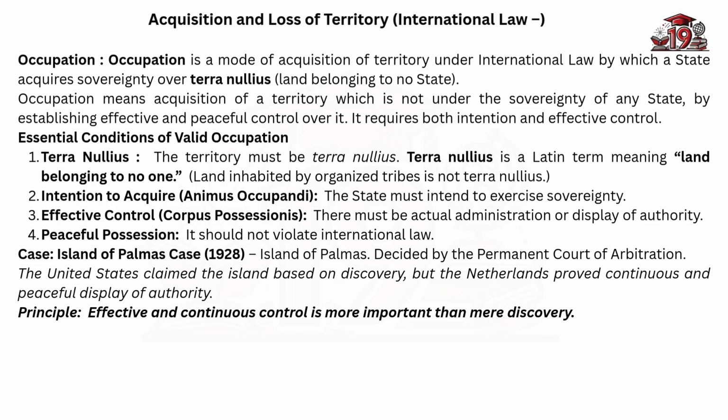Case: Island of Palmas case, 1928. Decided by the Permanent Court of Arbitration. The United States claimed the island based on discovery, but the Netherlands proved continuous and peaceful display of authority. Principle: effective and continuous control is more important than mere discovery.